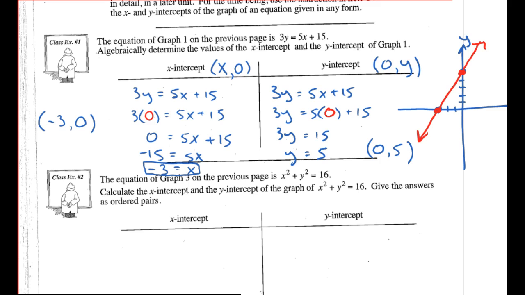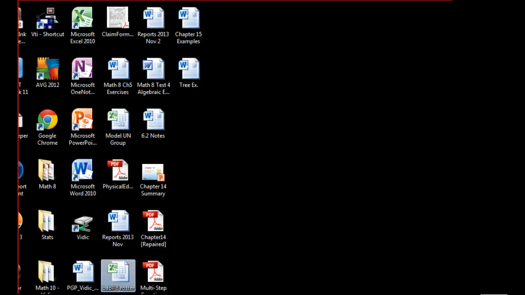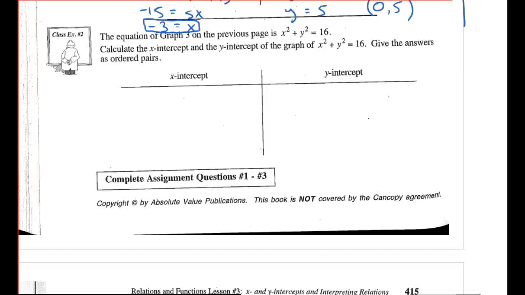Let's do this next one. You'll see the equation is a little bit more complicated. So I have x squared plus y squared equals 16. And again, the key thing here, to find the x-intercept, I need to make my y 0. So it's going to be x comma 0, and then 0 comma y for the y-intercept. So again, all I'm going to do is make my y-coordinate 0.